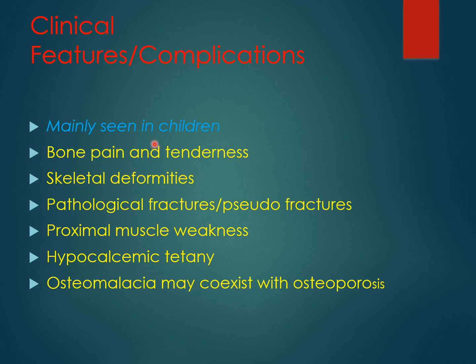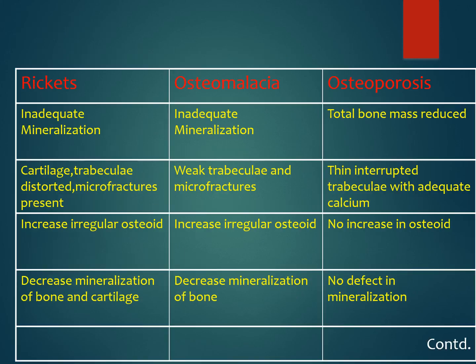Clinical features mainly as a result of rickets: bone pain and tenderness, skeletal deformities already mentioned, there may be pathological fractures, muscular weakness may also be there. When calcium level in the serum is very low, there may be hypocalcemic tetany, and there may be fits. Very important thing to remember: osteomalacia or rickets may coexist with osteoporosis.